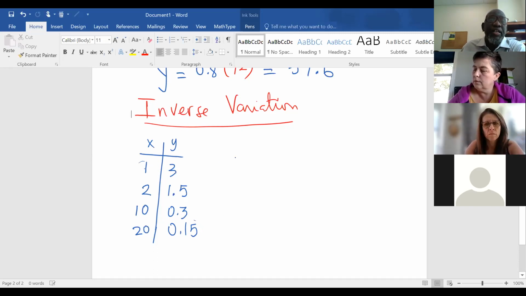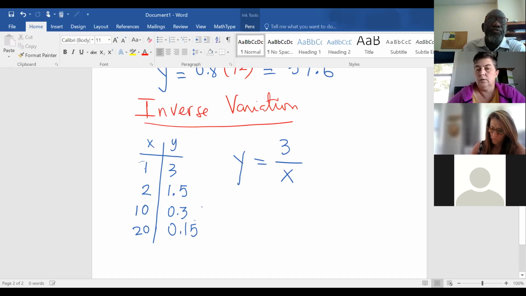is a constant number. And when you look at this, I can say here, y equals 3 divided by x. You see, that is what I get here. When I say 3 divided by x, 3 divided by 1 is 3. 3 divided by 2 is 1.5. 3 divided by 10 is 0.3. 3 divided by 20 is 0.15, right? Y equals 3 over x, all right? So that is inverse variation. You see, when one of them goes up, the other one goes down, right? And vice versa, okay?